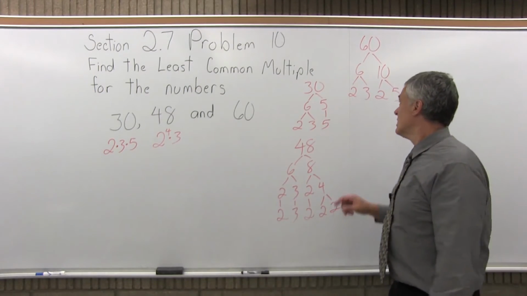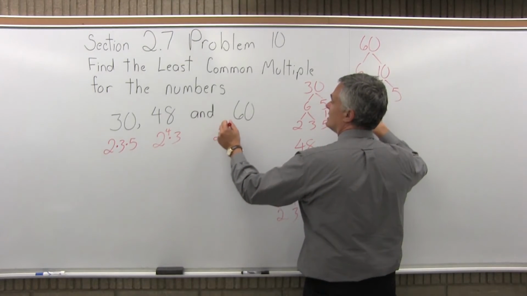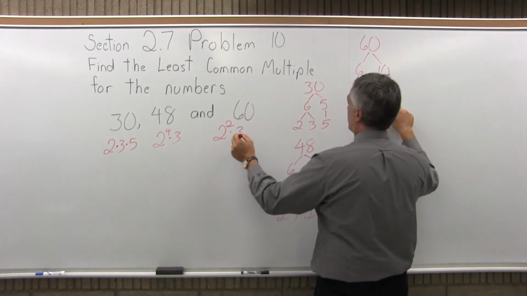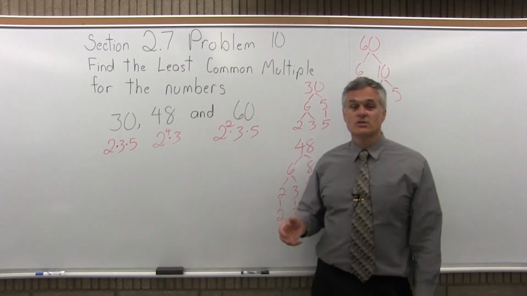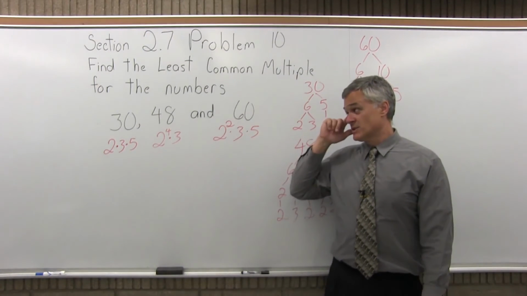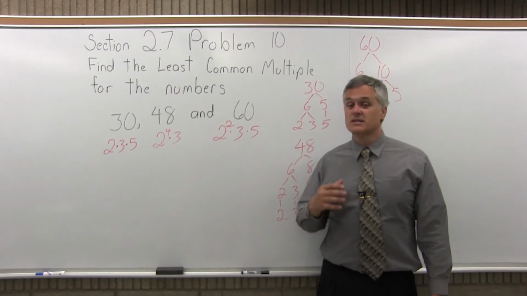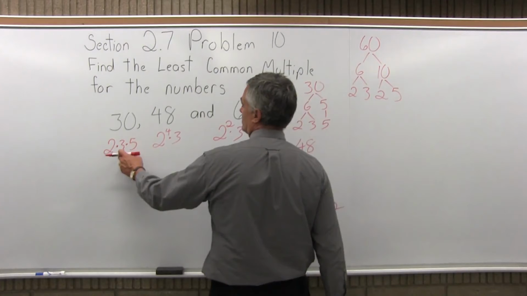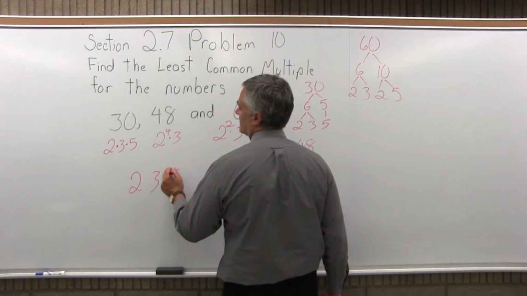I can stop. So 2 shows up twice, so I'll write that as 2 to the 2nd power. 3 shows up once, so I just do 3. 5 shows up, so I just do times 5. So now I have the prime factorization for each one of the numbers in my list of numbers that I have to find the least common multiple for. The next thing I do is just make a list of any prime that shows up in any of those prime factorizations. So I'm using 2, 3, and 5.